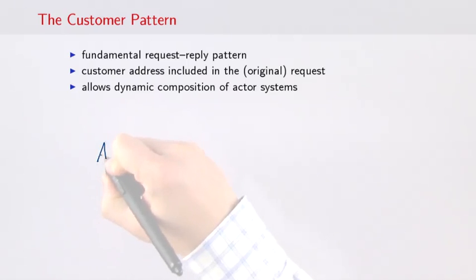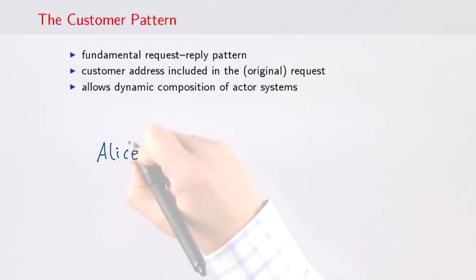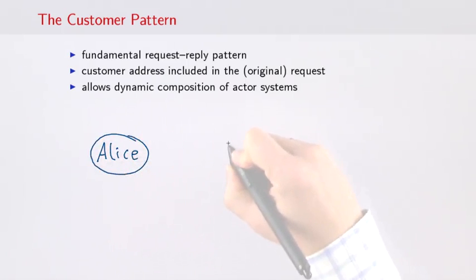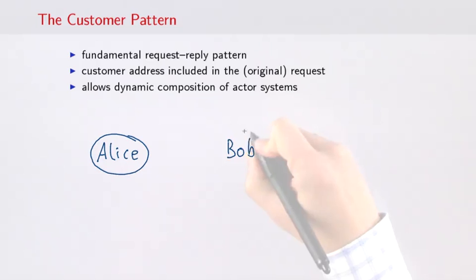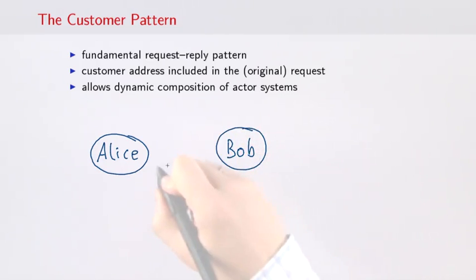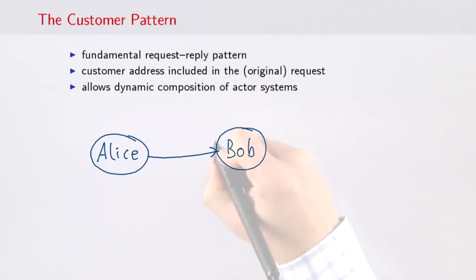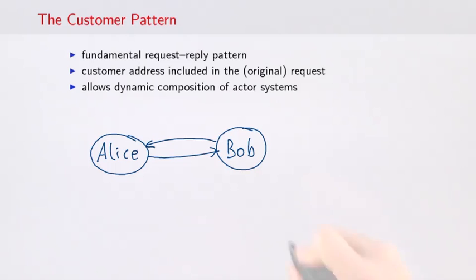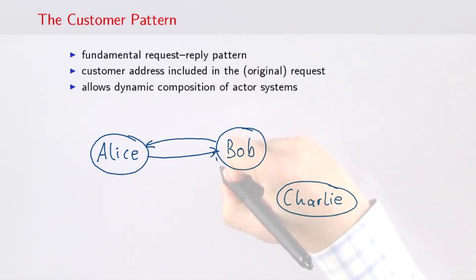Let us say that Alice wants to know something of Bob and sends a message. Together with the sender information, this enables Bob to reply. But we have seen other uses. For example, Bob could forward the message to Charlie, for example. So it's basically this.